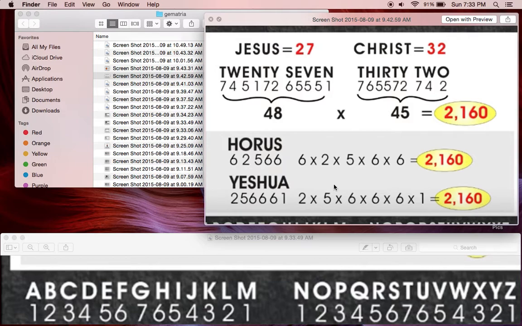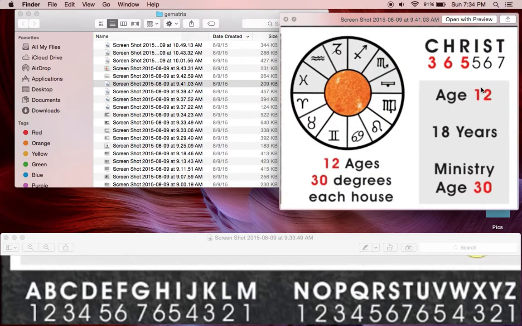Okay, it'll add up, okay? It won't be a coincidence after you watch everything, especially all his videos. Christ is 365,567. There's 365 days in a year. There's 12 ages, and he was age 12. And then 18 years were missing, and then he started his ministry at 30. So 12 and 30, and then each zodiacal sign makes up 30 degrees. And there's 12 of them.